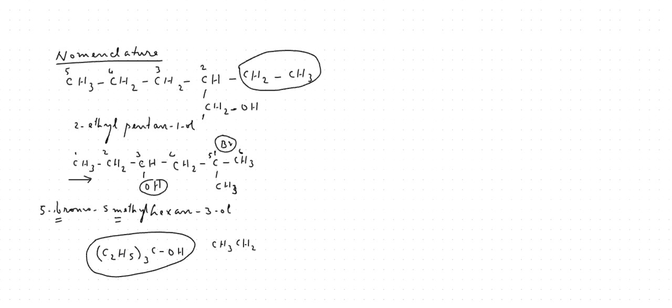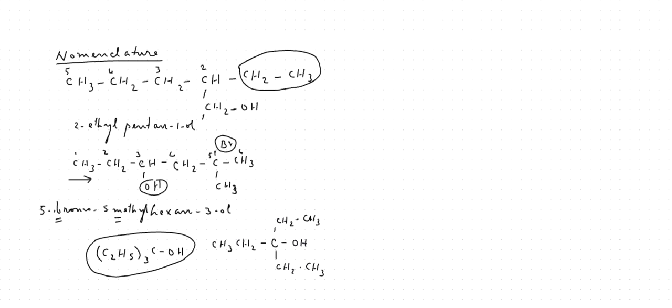Therefore, this is attached to carbon. And another CH2, CH3 is attached. And then another CH2, CH3 is attached. And then the OH is attached to here. So by nature, it is a tertiary alcohol because the carbon to which the functional group is attached is further attached to 3 more carbon atoms.